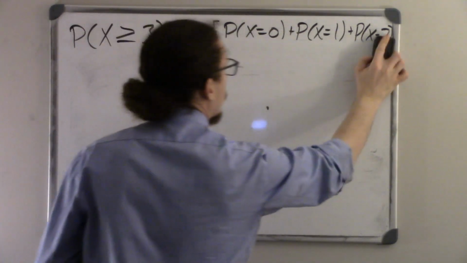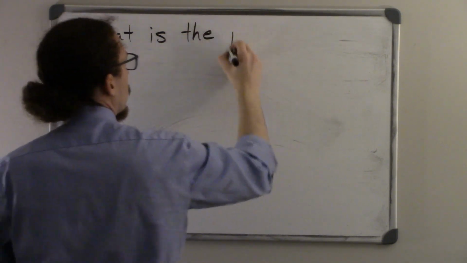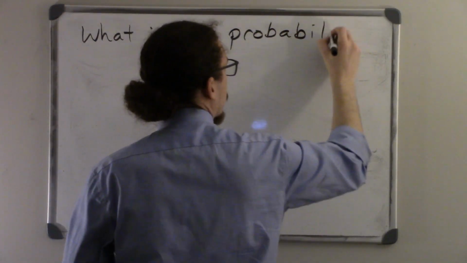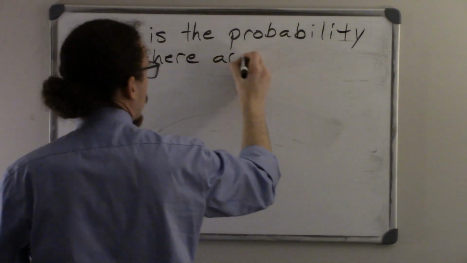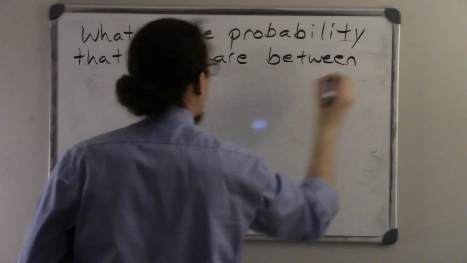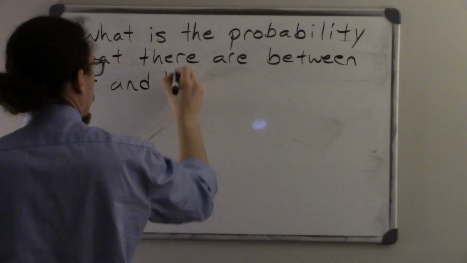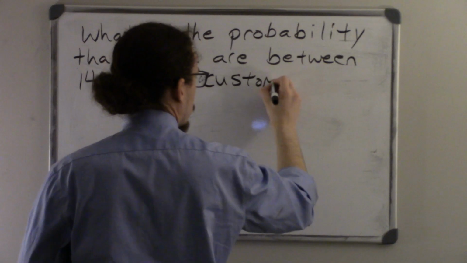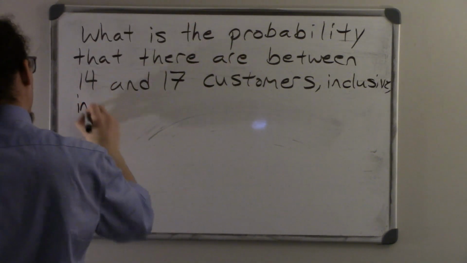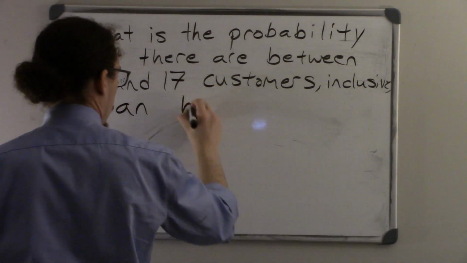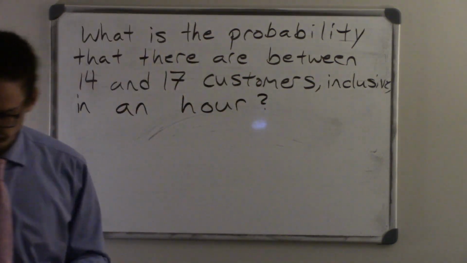One last thing that we need to talk about with the Poisson, and then we will be done with chapter 4. Let's say we were asked, what is the probability that there are between 14 and 17 customers, inclusive, in an hour.